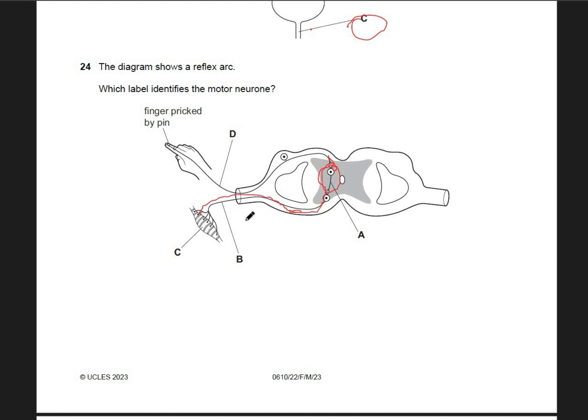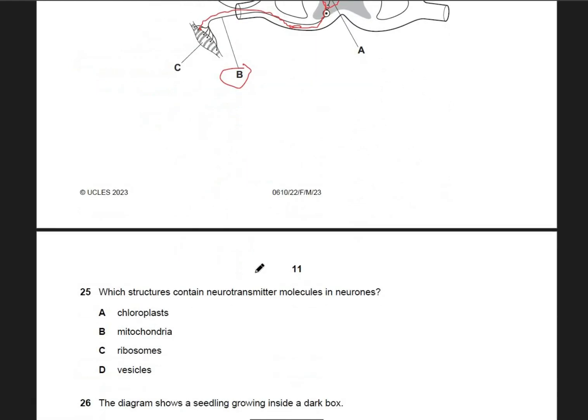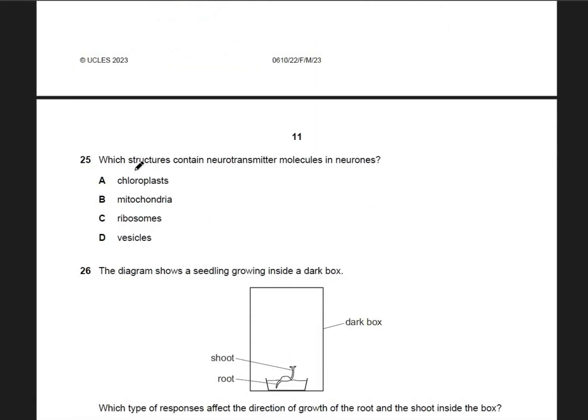So what is the motor neuron? The motor neuron is B. All right, because A is the relay neuron and D is the sensory neuron. So the answer is B. Question number 25 says, which structure contains neurotransmitter molecules in the neurons? Obviously, vesicles contain the neurotransmitter molecules in the neurons.